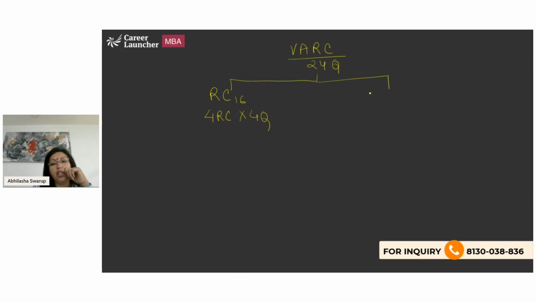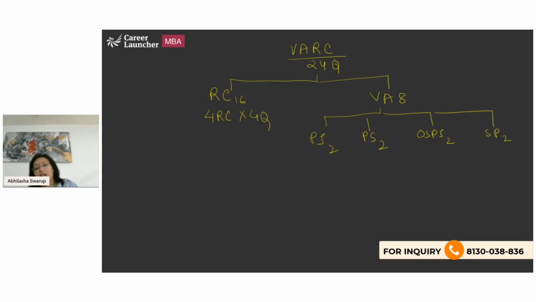In VA, you have 8 questions, which are made up of para jumbles, 2 questions, para summary, 2 questions, odd sentence para jumbles, 2 questions, and sentence placement, 2 questions. Now, out of these, all the RC questions are MCQ, which means there is a +3 but also a -1 to it. Okay, so there is a big penalty also.